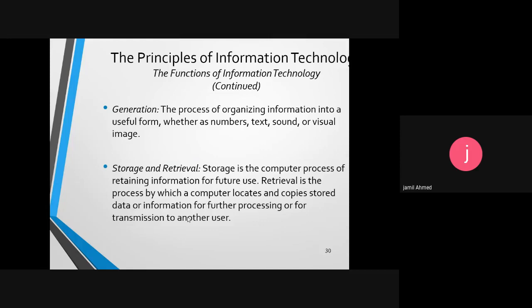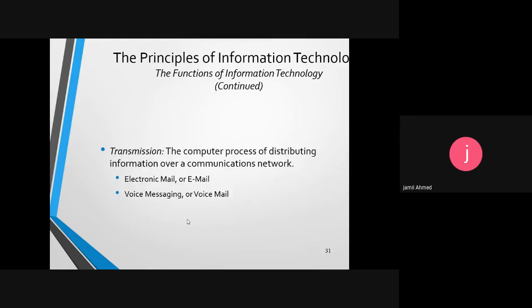This is a simple example: I have recorded this lecture, stored this lecture, and you are retrieving it again and again. You are viewing it again and again. This is one sort of example as well. So transmission is the computer process of distributing information over a communication link, as we know. We have discussed in the class as well that electronic mail is a good example.